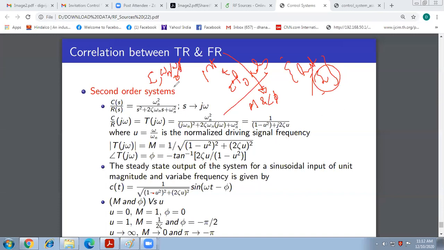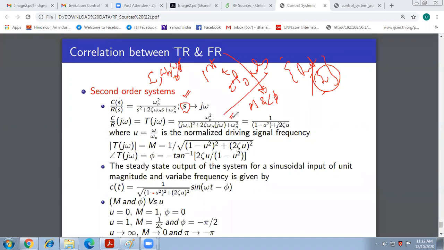So let us begin by taking a second order system here. In general, a second order system is given here in its standard form, with the two characteristic parameters, undamped natural frequency omega n and damping ratio zeta. As we have seen in frequency response, we first have to obtain the sinusoidal transfer function. For that, I replace s here with j omega. And when I do this substitution, this is what I end up with.